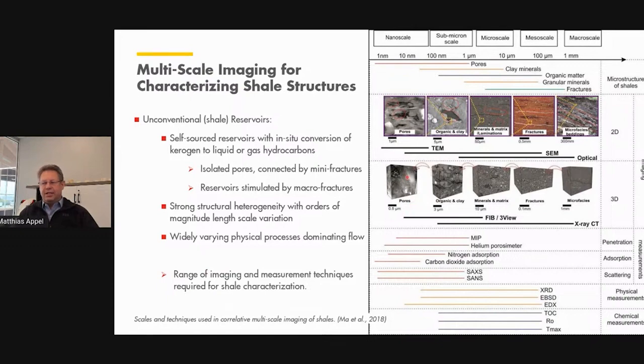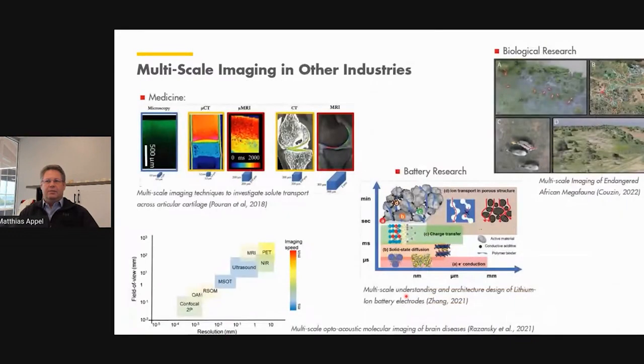So different length scales have their own physics, have their own structural information, and we need to have the adequate measurement technique and modeling technique to describe these. We are not the only ones who have that situation, right? I was just looking for different length scales and different multiscale imaging applications in other industries, and what pops up a lot is the medical industry.